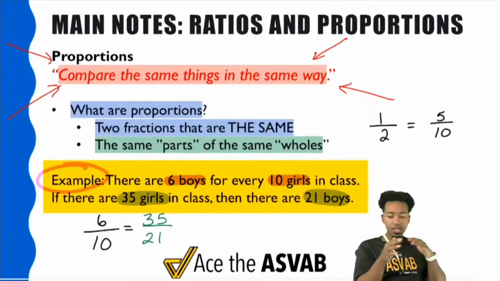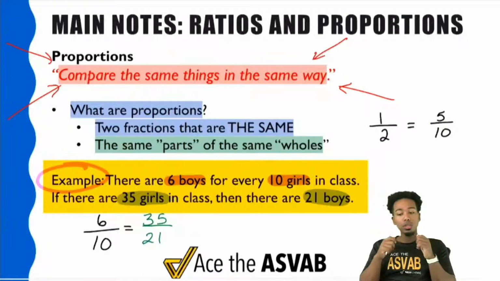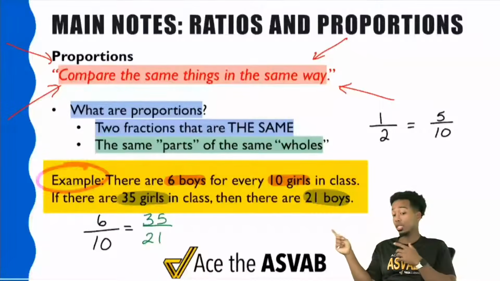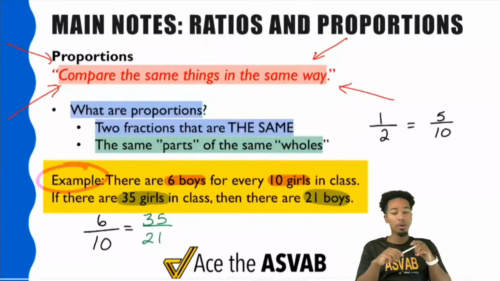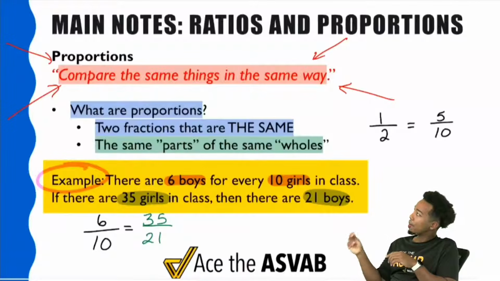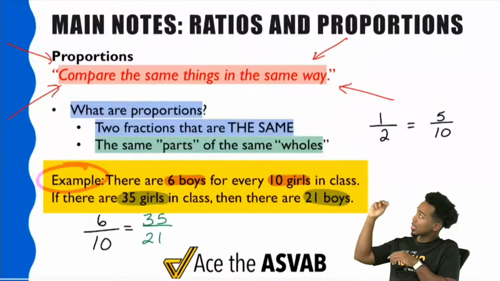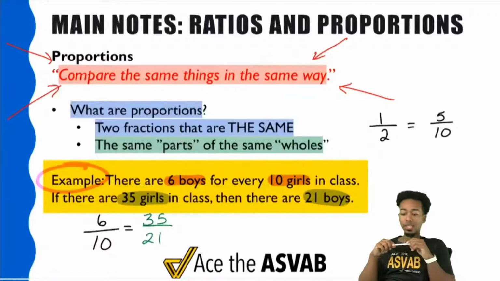Okay, so I'm getting some yeses, a lot of no's. Okay, so let's understand why this is actually incorrect. Before I begin, I need everybody to go ahead in the chat box, type it out. Compare the same things in the same way. Type that out for me, please, and thank you.